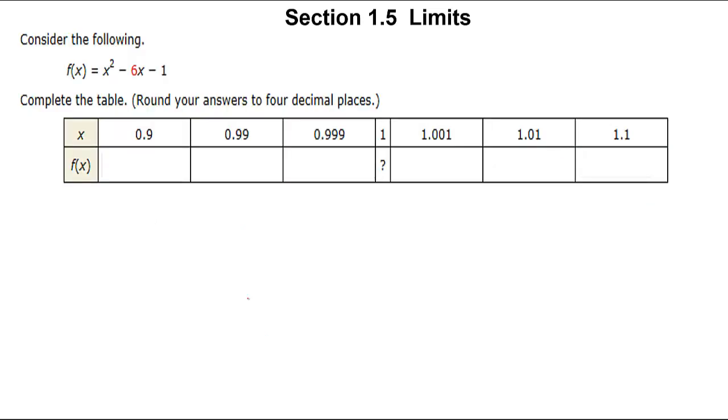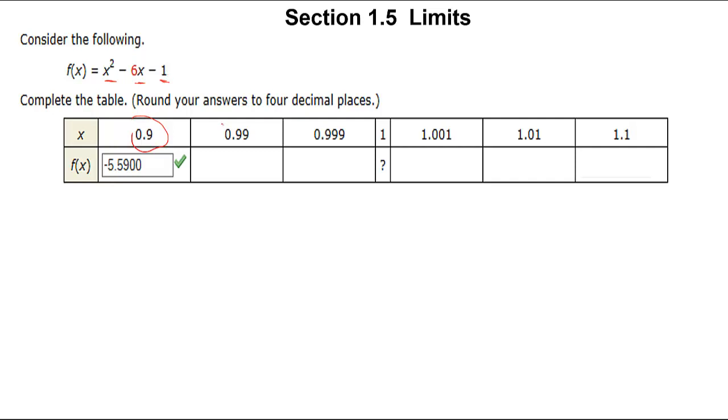How about this one? Consider the function f of x equals x squared minus 6x minus 1, and we want to just complete the table. Now here's your calculator problems on steroids. You've got to do a lot of calculator problems. So you take 0.9 and you plug it in and you do your calculations. I'm not going to repeat them here. I'll assume that you can do that. You'll get about -5.5900. It said to take it to 4 decimal places.